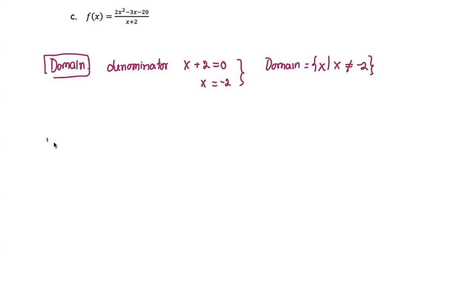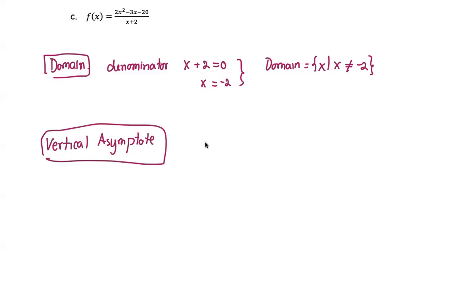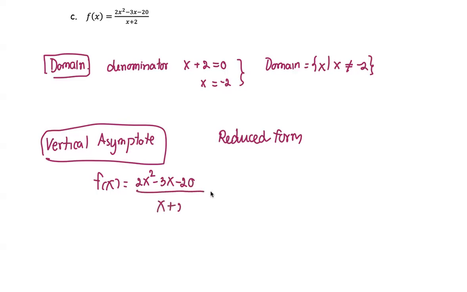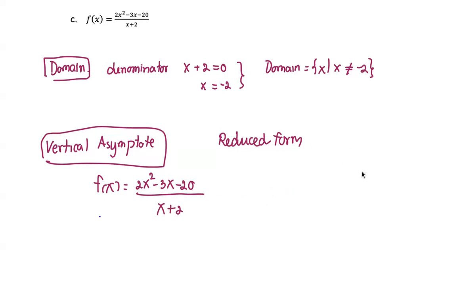Next, we're going to find the vertical asymptote. For the vertical asymptote, we're going to consider the simplified form, or the reduced form, of the function. What we have as f of x is 2x squared minus 3x minus 20 divided by x plus 2. Let's see, we can factor more for the numerator. So we're going to factor the 2x squared minus 3x minus 20 using the AC technique.